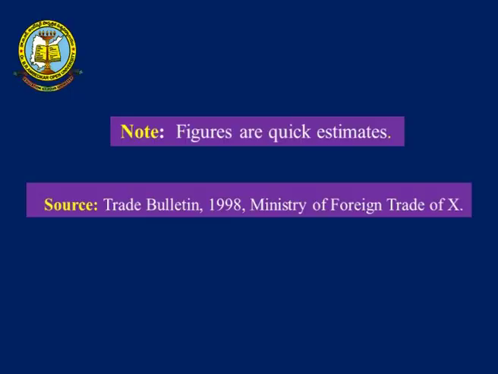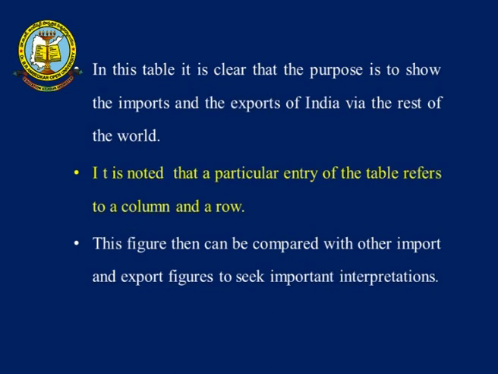Figures are quick estimates. Where I get this information is known as the source note. Here my source is the Trade Bulletin 1998, Ministry of Foreign Trade of X. These are the import and export figures for the last three years. In this table, it is clear that the purpose is to show imports and exports of the country with the rest of the world. A particular entry in the table refers to a column and a row. This figure can then be compared with other import and export figures to reach important interpretations.